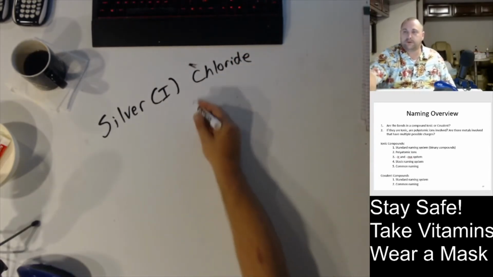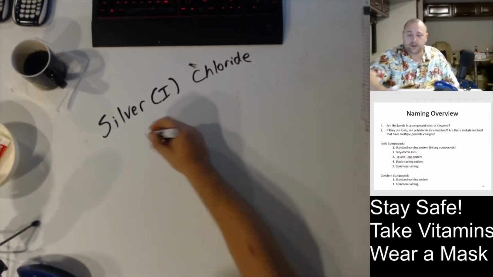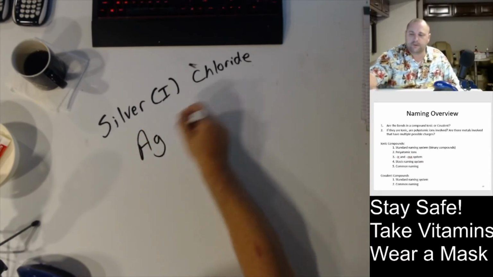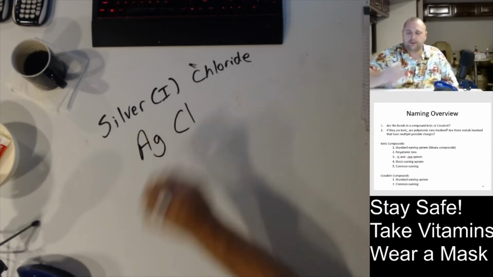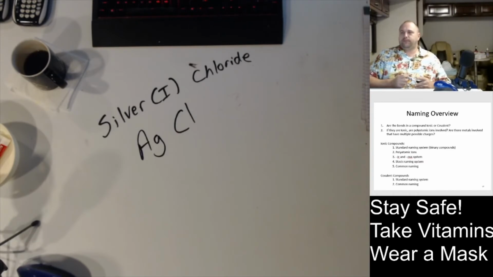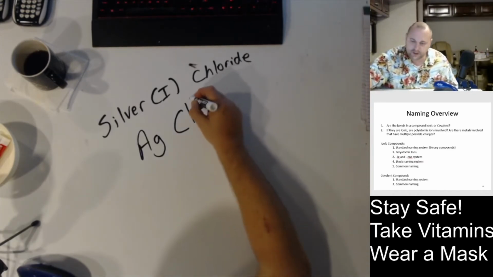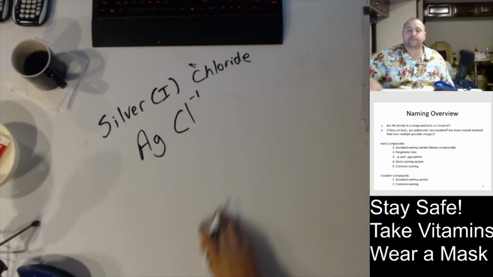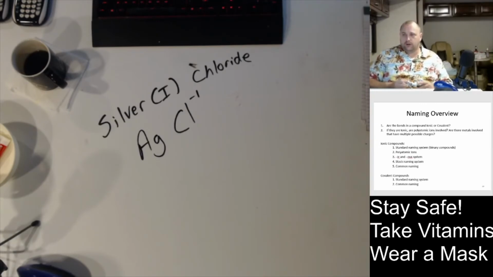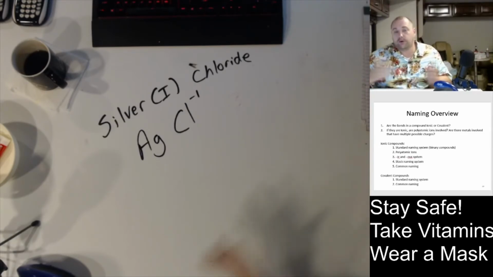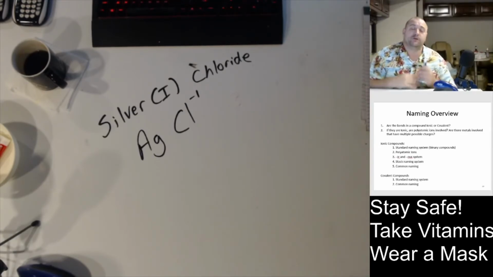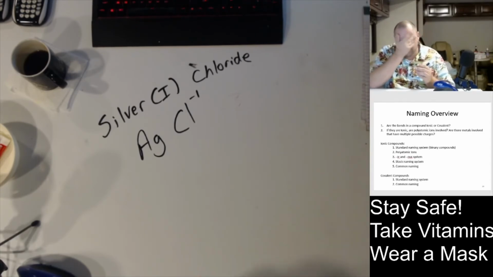Silver(I) chloride. So silver is Ag. Chlorine gives me Cl. Chlorine is in group 17, so it'll be a -1. Silver, though, it's in the D block. We're not sure what its charge could be. We don't know if it can be a +1 or +2.